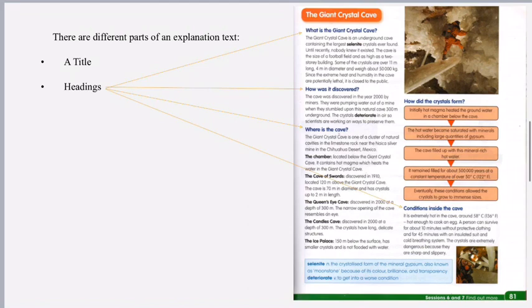The next heading was, how was it discovered? The next one, where is the cave? And then we have two more. How did the crystals form? And then conditions inside the cave. So looking at the page, it's very clear what each paragraph is going to be about because of the headings.